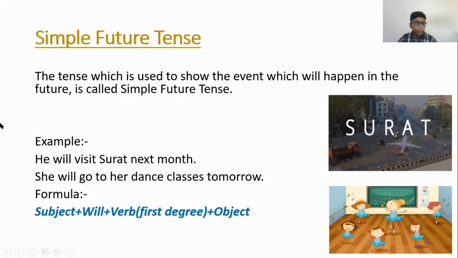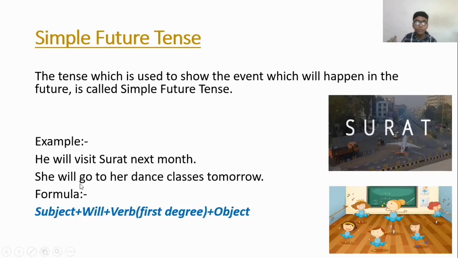So the formula for this is subject plus will. Will is a new helping verb for all of you, plus verb first degree. Here we will use the first degree of the verb, not the second degree or the third degree, but the first degree, plus object. For example, look at my cursor, subject. So he and she are the subjects. Will, this is a helping word.